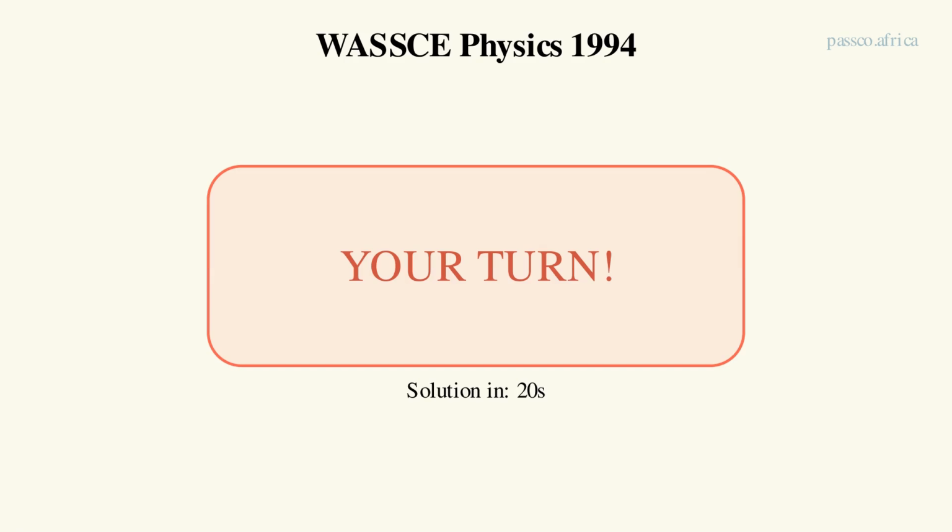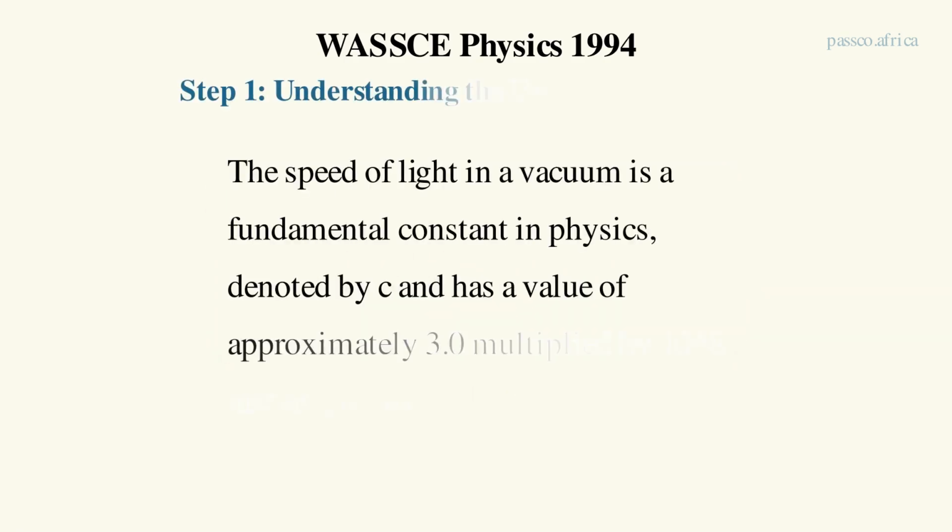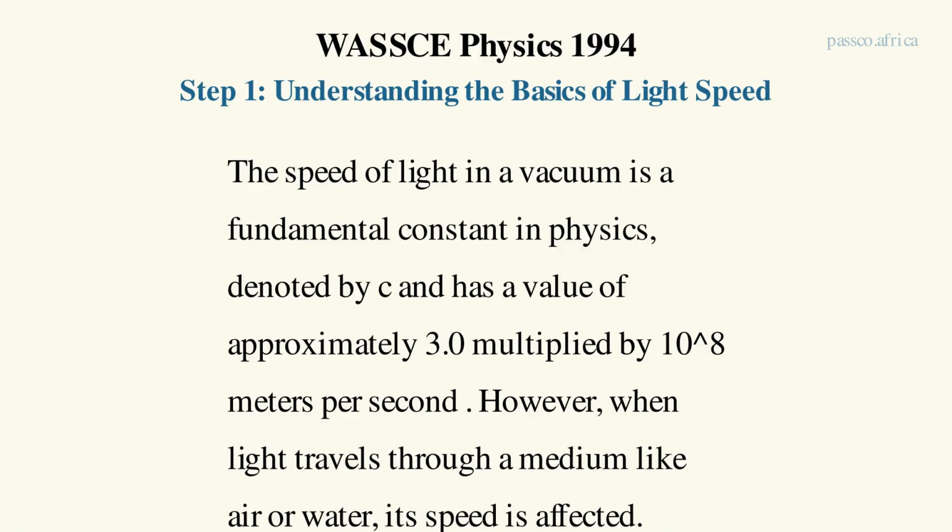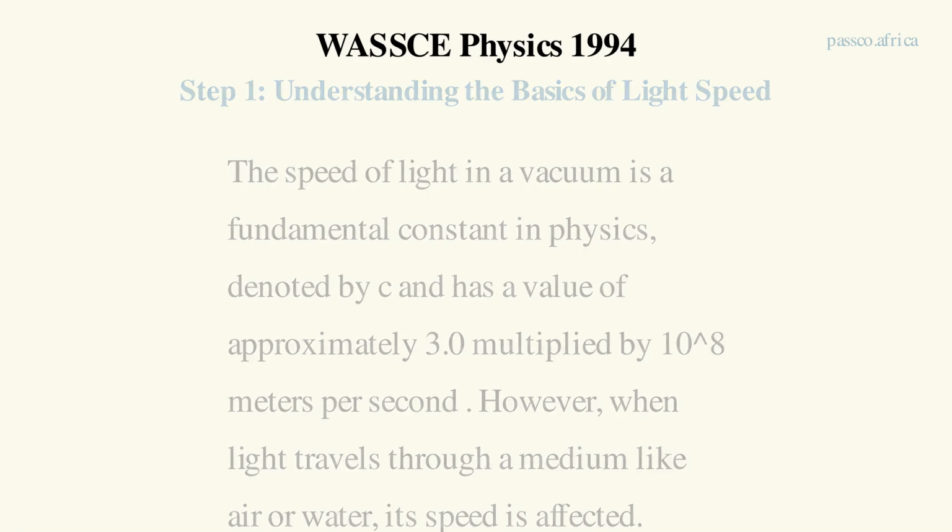Step 1. Understanding the basics of light speed. The speed of light in a vacuum is a fundamental constant in physics, denoted by c, and has a value of approximately 3.0 multiplied by 10 to the power of 8 meters per second. However, when light travels through a medium like air or water, its speed is affected.